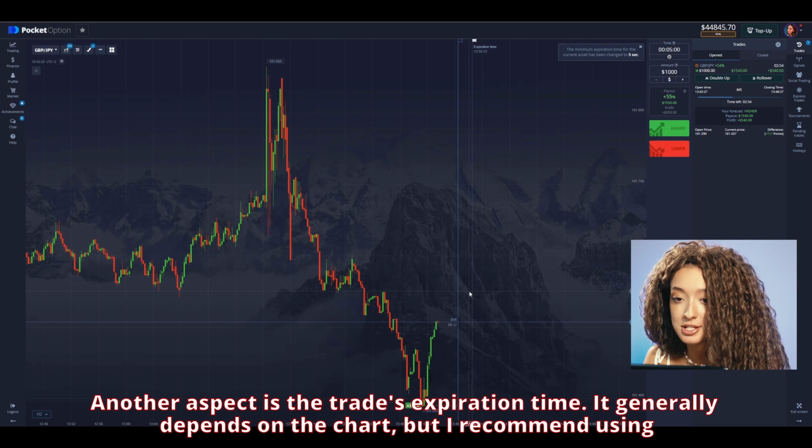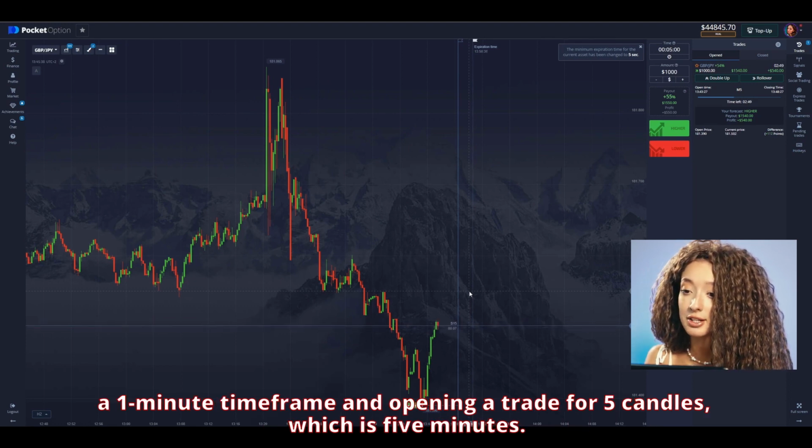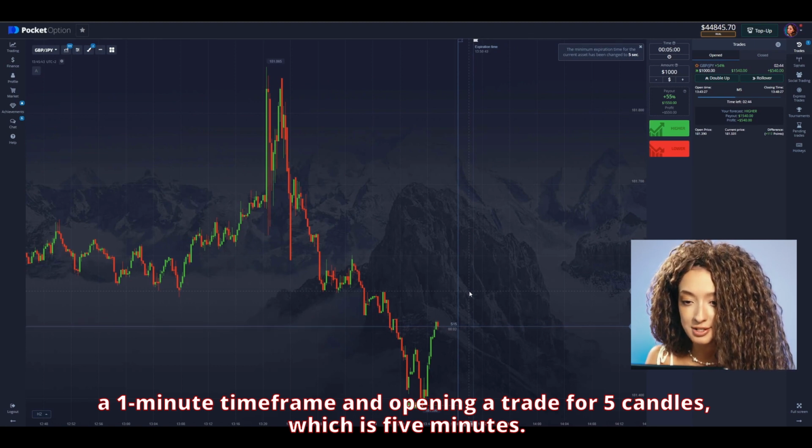Another aspect is the trade's expiration time. It generally depends on the chart, but I recommend using a 1 minute time frame and opening the trade for 5 candles, which is 5 minutes.